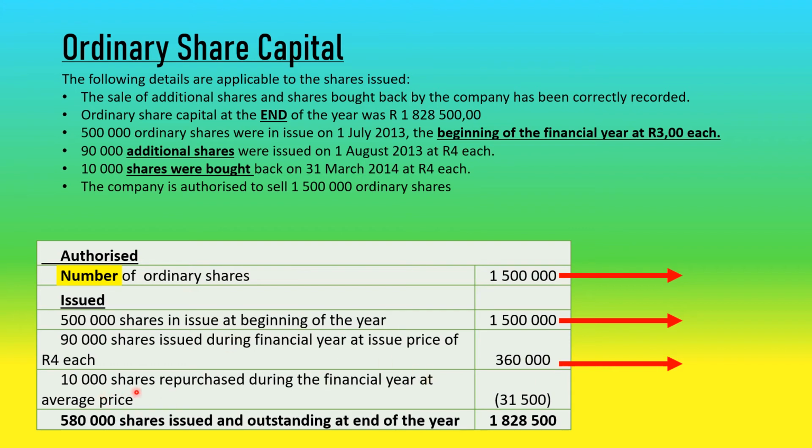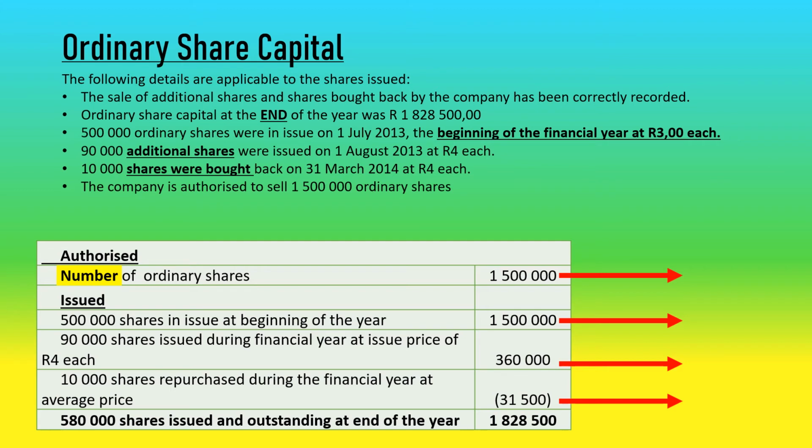Then you've purchased 10,000 shares at an average price of 31,500. You can see you are subtracting this amount because you are decreasing your capital. You no longer have these shares in issue. Also be careful you don't use the 4 Rand here. Remember, when you are repurchasing shares, you will use the weighted average price. So you're going to ask me what happens to the difference between 4 Rand and 3 Rand 15. The loss on that would go into our retained earnings, or the profit that you may have in your example will always go in the retained earnings.